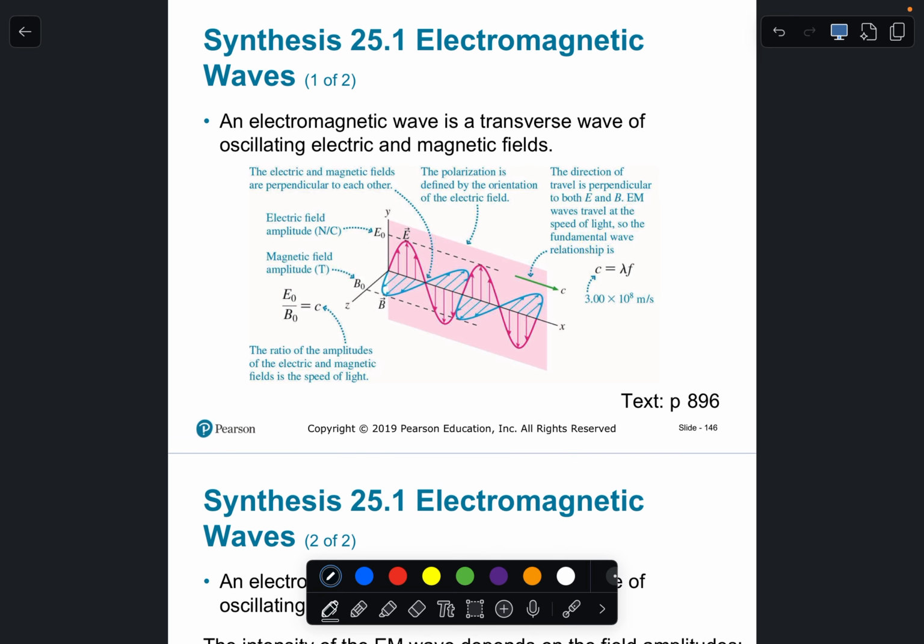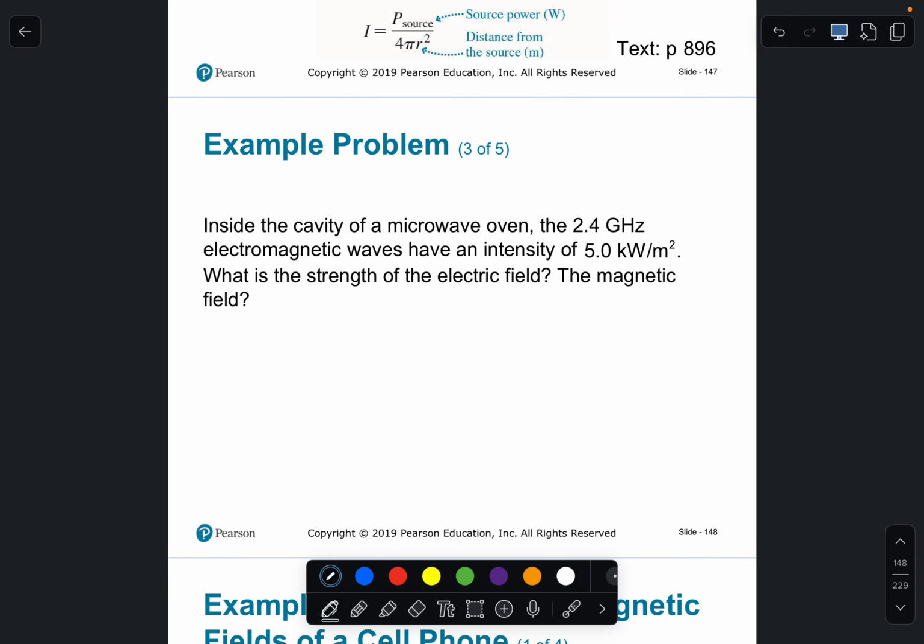So let's do one of these example problems. Let's do this one since this one has all the solutions written down. Okay, so talking about our microwave. A microwave works because of electromagnetic waves. There is an object called a magnetron inside of your microwave, and it has an electromagnet, which is a coil wrapped around a strong magnet, and it's producing electromagnetic waves at a frequency of 2.4 gigahertz.